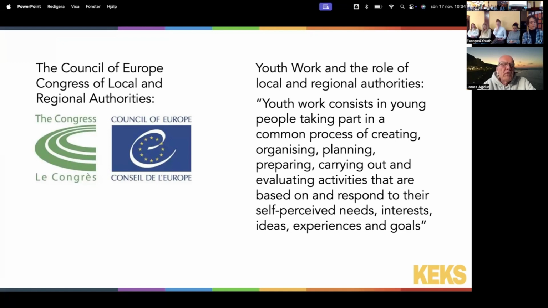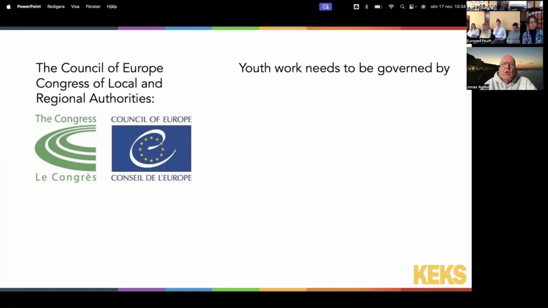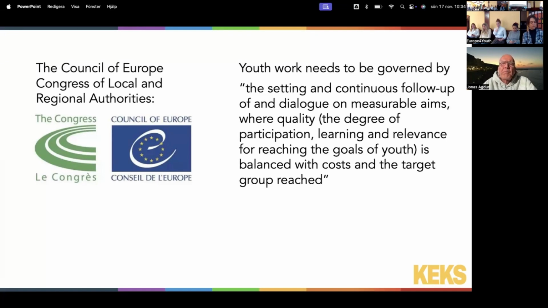And as you could understand, this is, of course, based on the resolution. It says basically, when it comes to principles, the same things as are said in the resolution, but it gets more into detail when it comes to how this is to come about. Youth work needs to be governed by the setting and continuous follow-up of and dialogue on measurable aims, where quality, the degree of participation, learning, and relevance for reaching the goals of youth is balanced with costs and the target group reached. We need to provide the right kind of things to the right kind of young people at the right costs, it basically says.